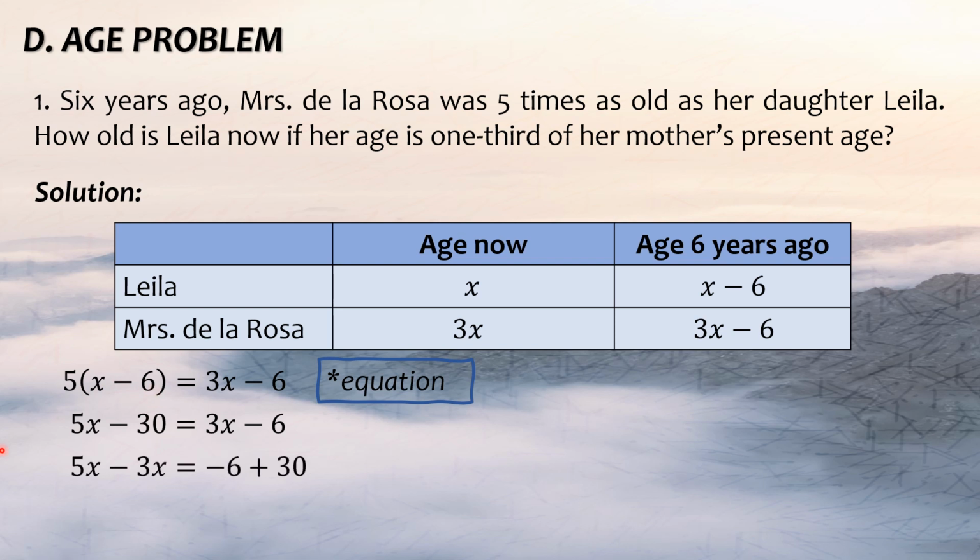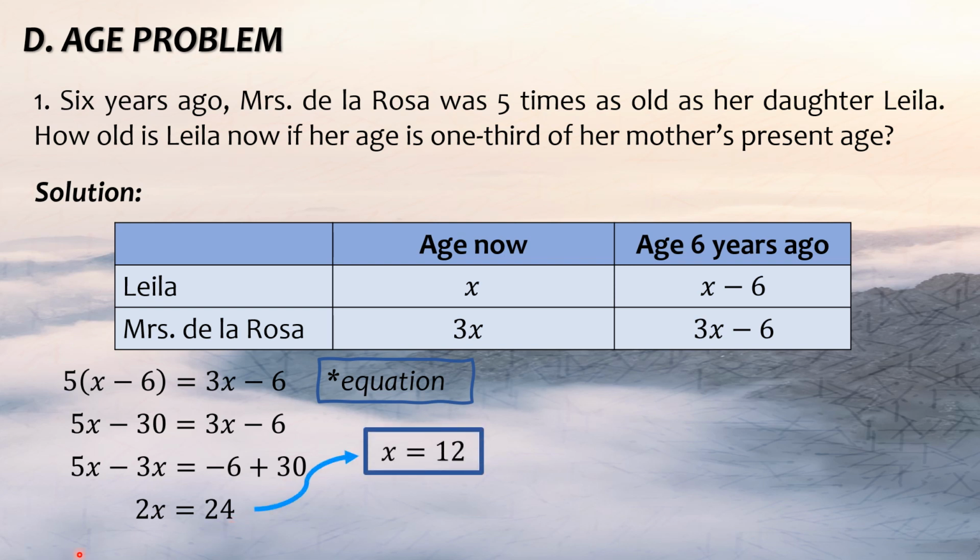And then, combine like terms. Paano naging 5x minus 3x equals negative 6 plus 30? Yung positive 3x, tinranspose natin sa left side para magtabi sila ng 5x. So, positive 3x will now become negative. And negative 30 transposed to the right side ay magiging positive. So, 5x minus 3x is 2x. Negative 6 plus 30 is positive 24. Kapag magkaiba ng sign, i-minus and then copy the sign of the bigger number which is positive.